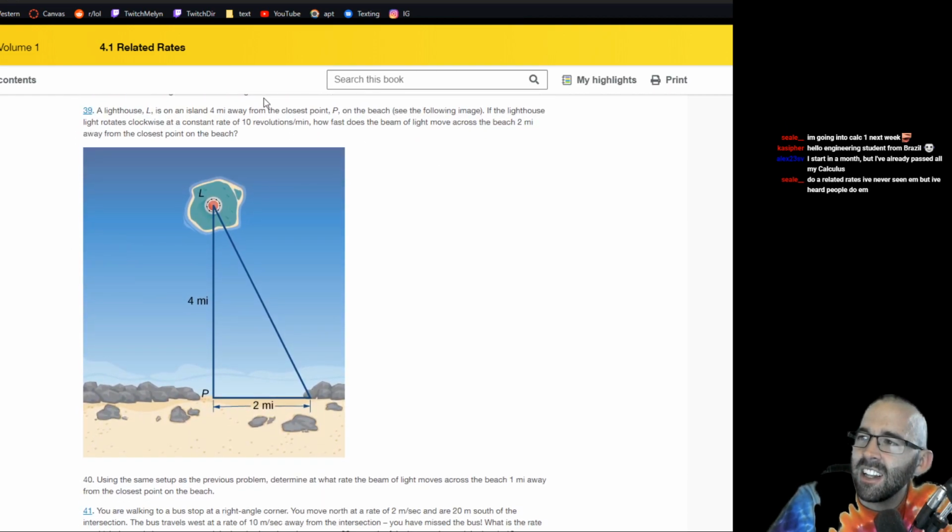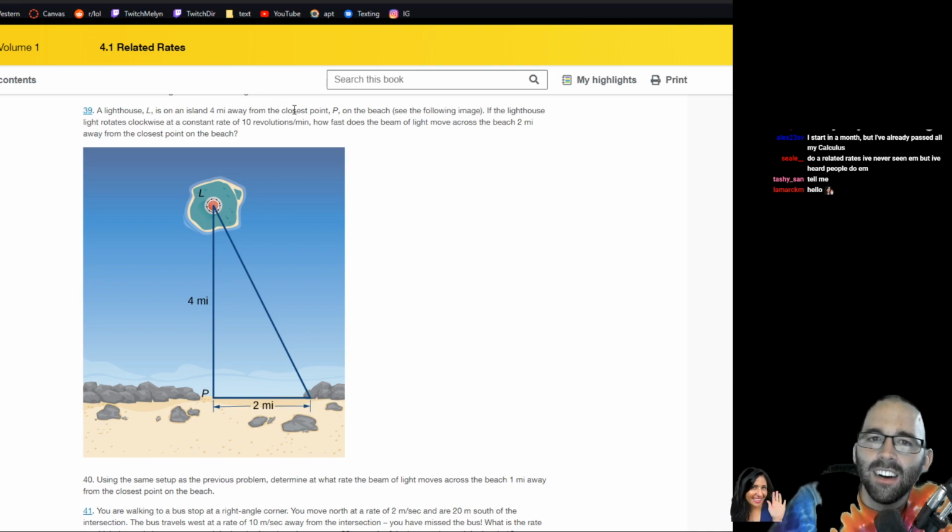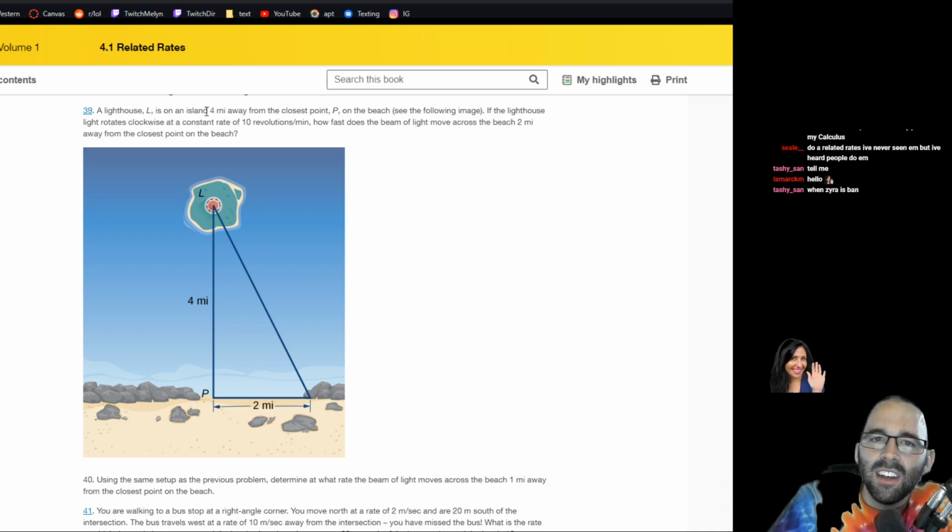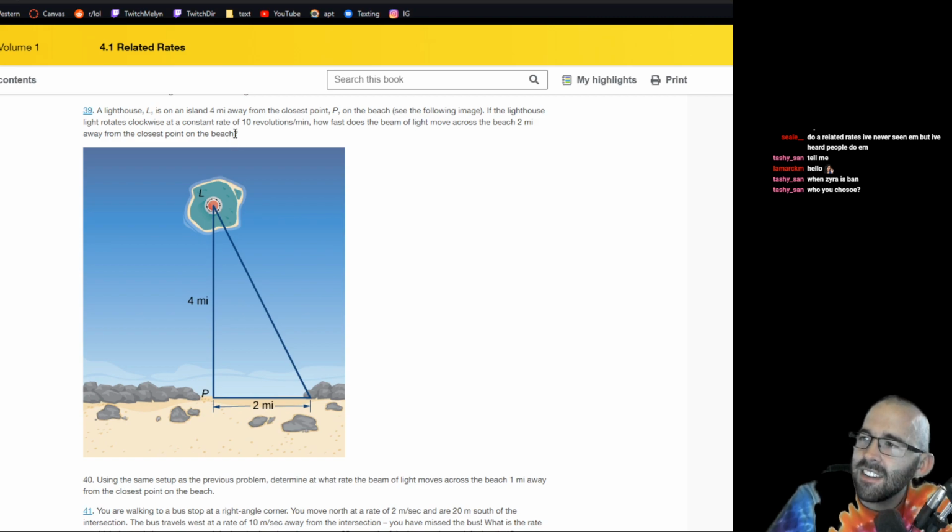We've got an image with a lighthouse. A lighthouse L on an island 4 miles away from the closest point P. If the lighthouse light rotates clockwise at a constant rate of 10 revolutions per minute, how fast does the beam of light move across the beach 2 miles away? Oh yeah, this will be fun.